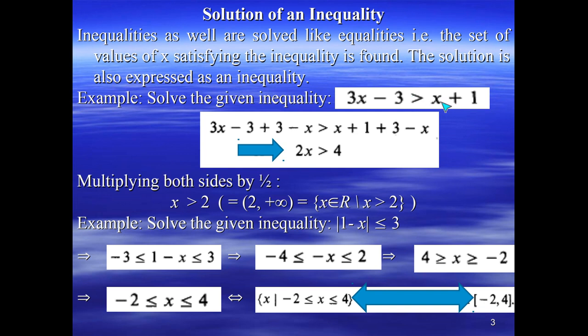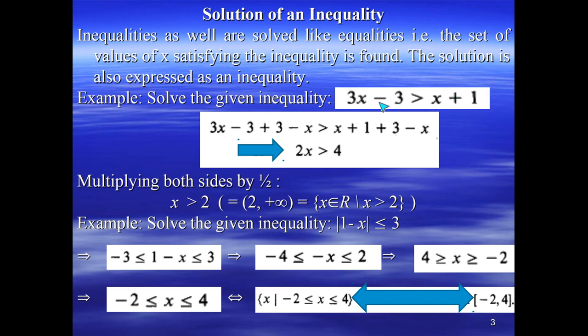So the example: solve the given inequality, 3x minus 3 greater than x plus 1. What shall we do? Well, as we solve equalities, we will just try to leave x alone and all the other numbers, the other coefficients, to the other side. So what can we do? We can first add 3 to both parts of this inequality, 3x minus 3 plus 3, and then also subtract x from both parts. Why? To leave the x's on the left hand side and the numbers on the right hand side.